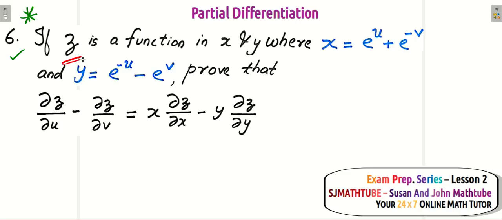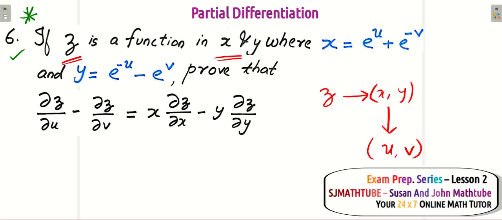So look at this. Z is a function in x and y. So I'll write Z being a function in x and y. And x and y are given in terms of u and v. So I'll write u and v. And for your benefit, I'll take blue color and I'll mark like this. Okay, so tell me, what exactly are you going to find? Yeah, the partial derivative of z with respect to u, and also the partial derivative of z with respect to v. Okay, and that is exactly what they have in the left hand side.